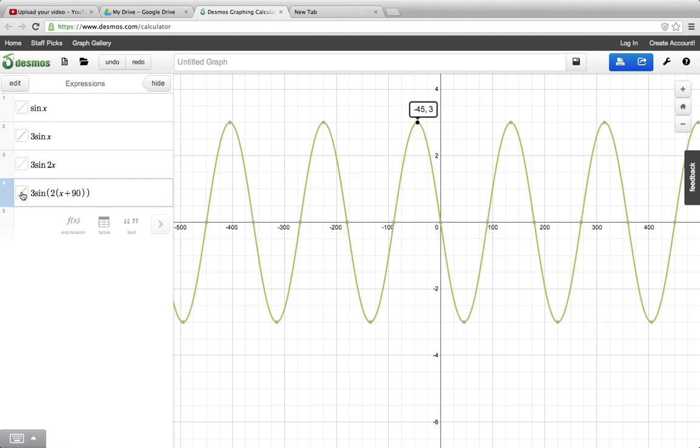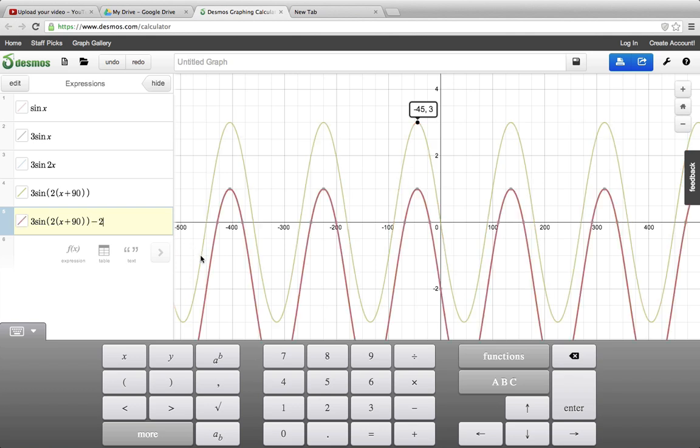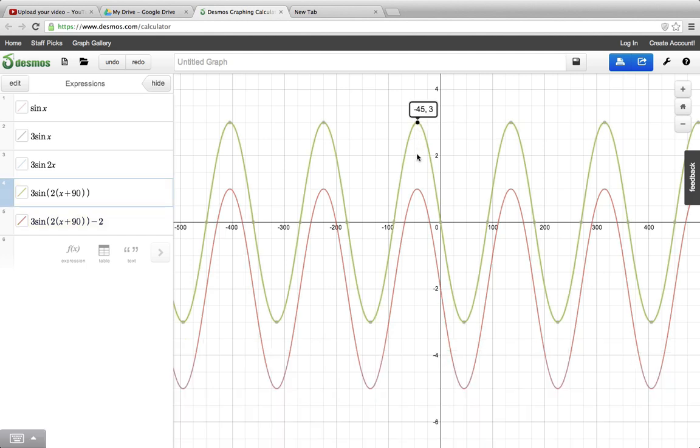So turn off the blue one there. And then finally, the last movement we had was sine 2x plus 90. Do we say minus 2? I think we said minus 2, yeah. And in the minus 2, what we've noticed is our 45 and 3 has now been shifted down to 45 and 1. We've gone down 2 in terms of value.